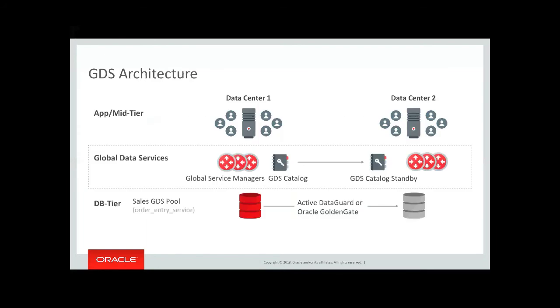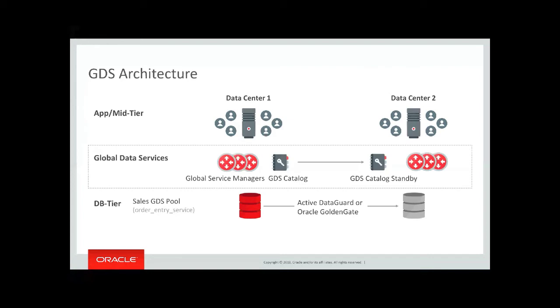Now let's look at the architecture diagram of GDS. If you look at the bottom, you have your application databases. In this example, I'm using a sales application database, where there is one primary and a standby, and it could be using Active Data Guard or GoldenGate. At the application tier, you have the connection pool based clients running. And then in the middle, between the app tier and the database tier, you have what's called GDS, Global Data Services, and it has two components. One is the Global Service Manager, and the other one is the catalog.